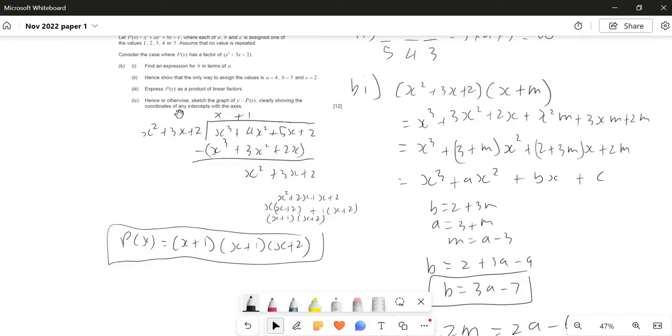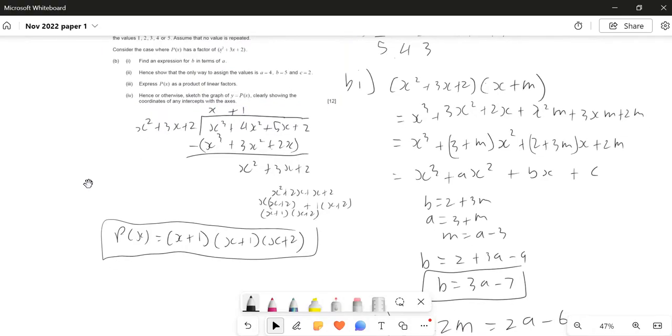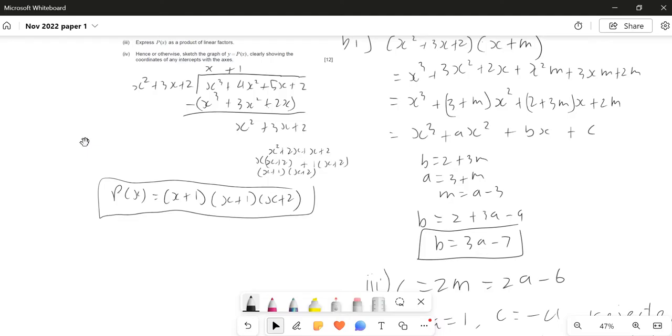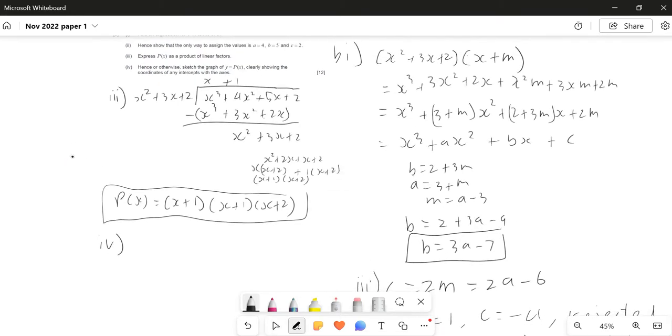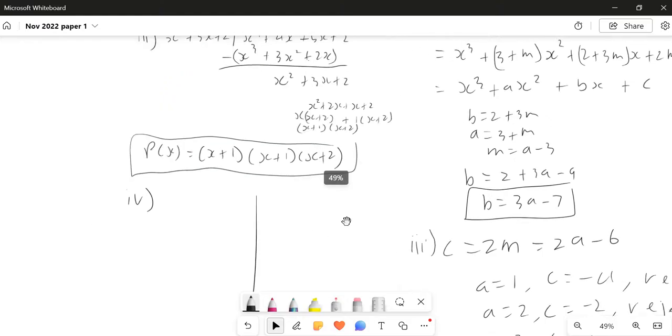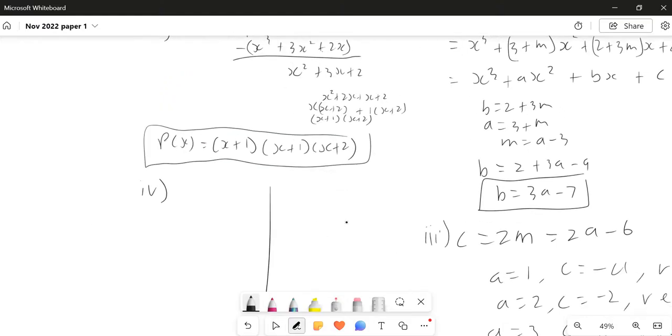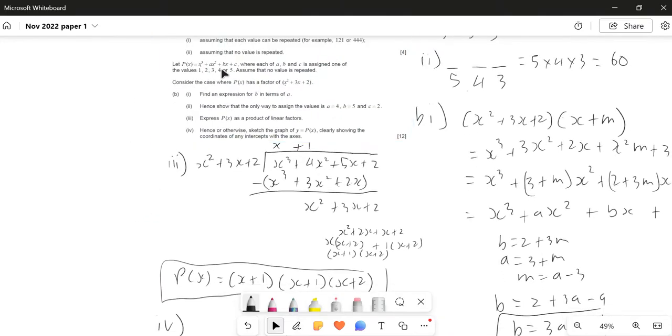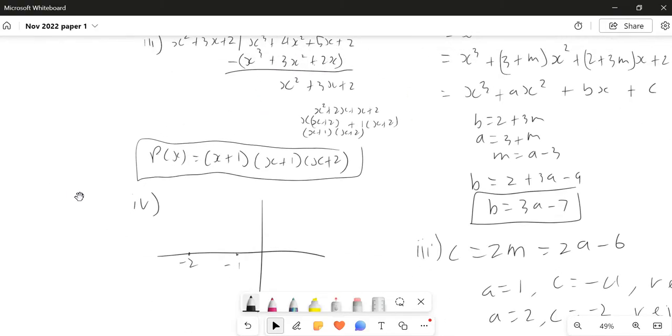And then hence or otherwise sketch the graph of y equals P of x, clearly showing the coordinates of any intercepts with the axes. So we have our roots here because these are the factors, right? So our roots are minus 1 and minus 2. And for our y-intercept, we just equate x equals 0. So y equals c, which is 2.